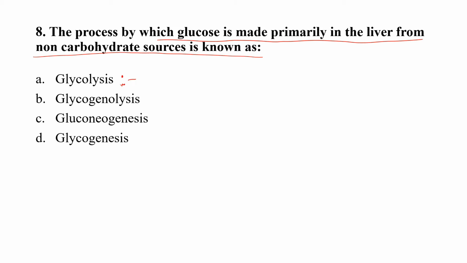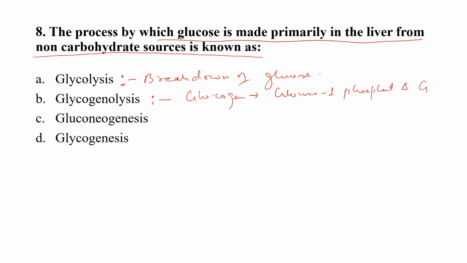Option A, glycolysis, means a breakdown of glucose. It is a process of breakdown of glucose to extract energy for cellular metabolism. Glycogenolysis is the biochemical pathway in which glycogen is broken down into glucose 1-phosphate and glucose.